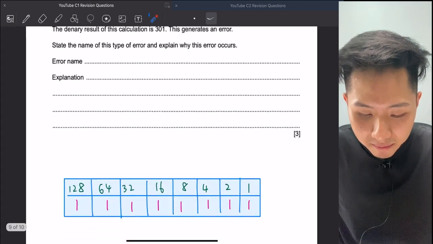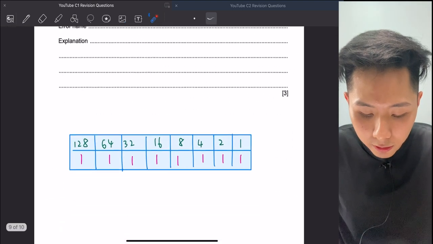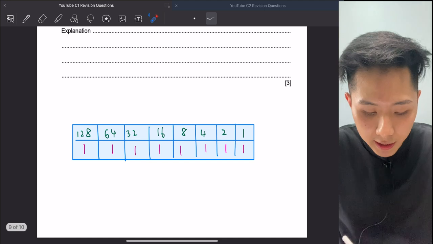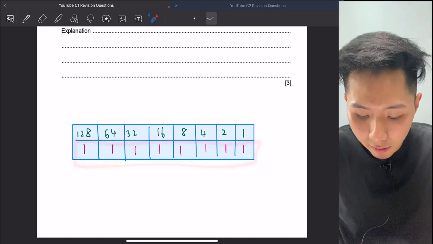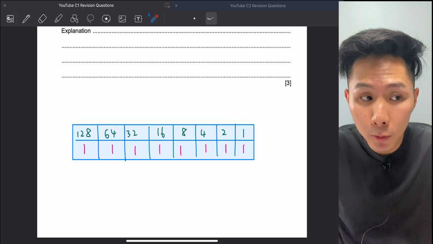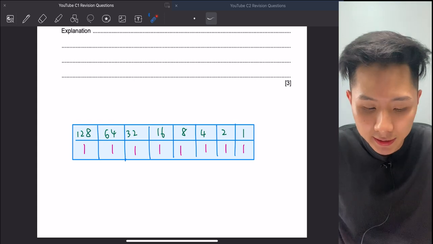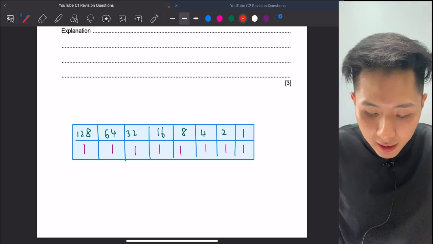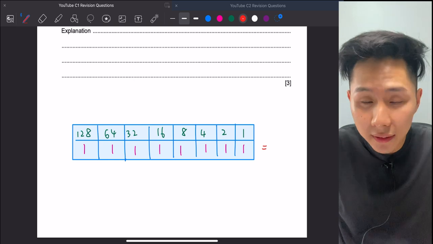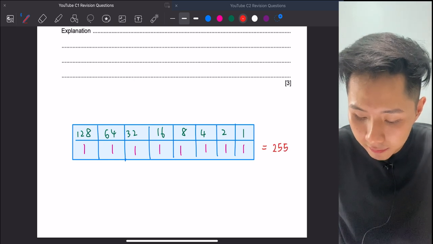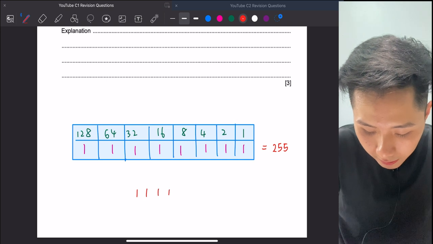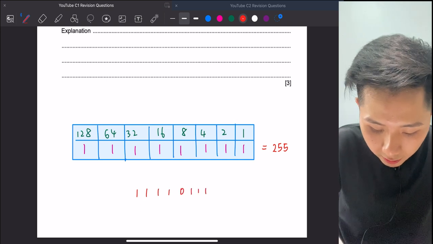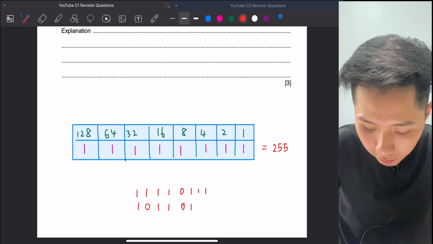To explain this question, I will show you an example of an 8-bit binary here. As you can see, this value is the maximum value an 8-bit register can take. So all 1s, and if you sum them all up, you will get 255. Just imagine that you add two binary values here, 0, 1, 1, 1, and you add another 1, 0, 1, 1, 1.